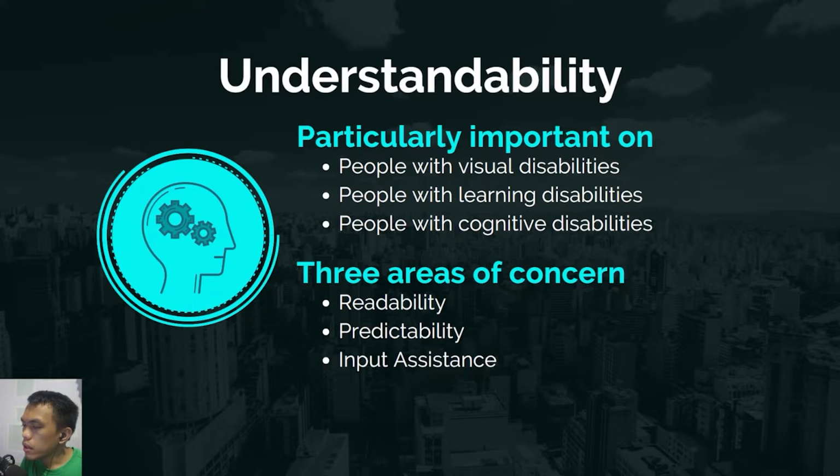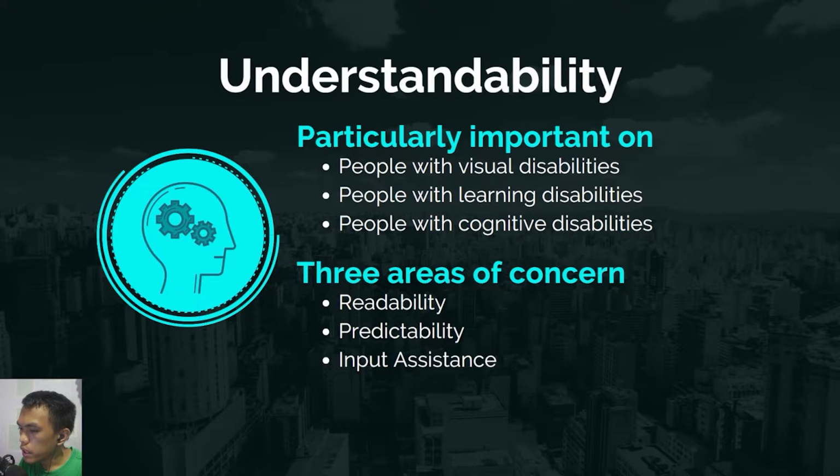Understandability is particularly important for three types of people with disabilities: people with visual disabilities who rely on screen readers and braille displays to understand the text of a website, people with learning disabilities who have difficulties with long, complex sentences and advanced vocabulary words, and people with cognitive disabilities who have difficulties focusing on long paragraphs of text.